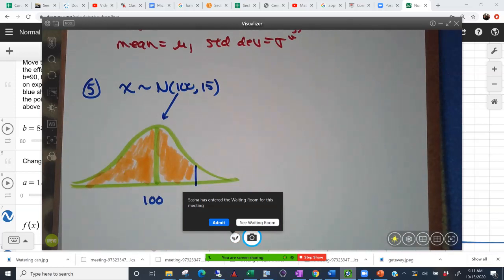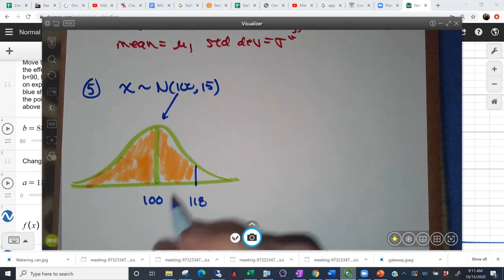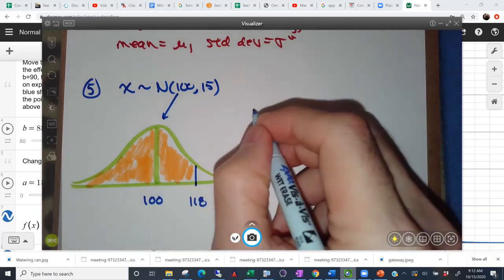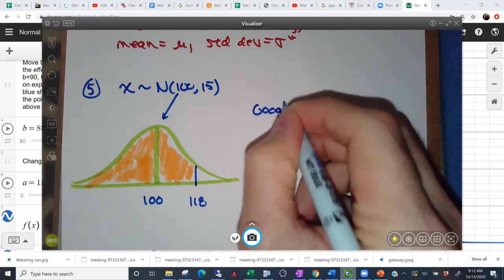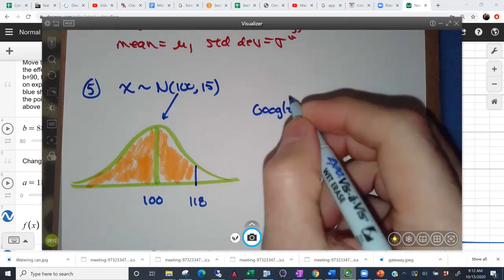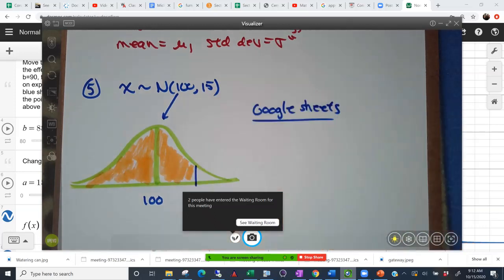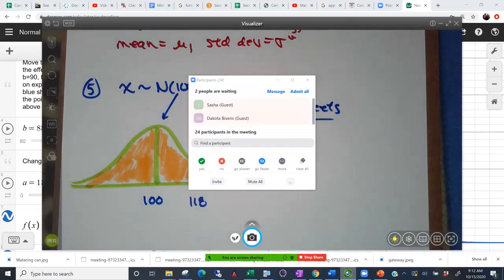So, to find the area to the left of this point, we can use Google Sheets. There's actually a lot of things you can use, but we spent a lot of time with Google Sheets, so we'll continue to do so. I'll also show you how to do this on the graphing calculator.